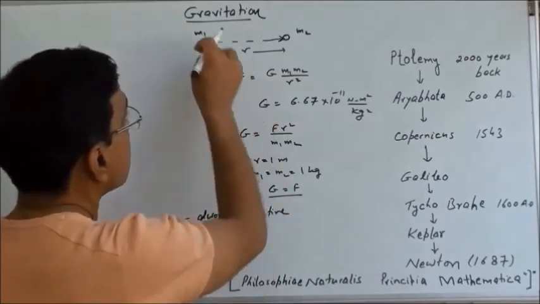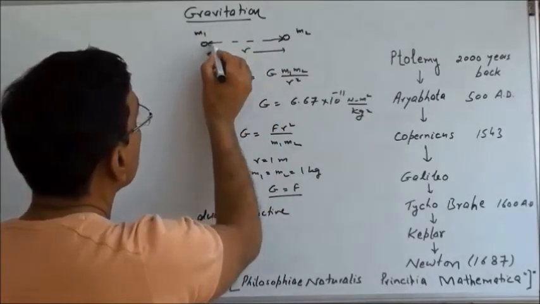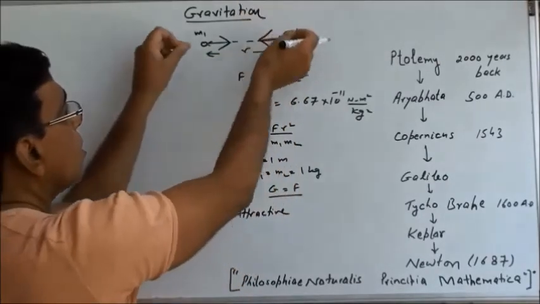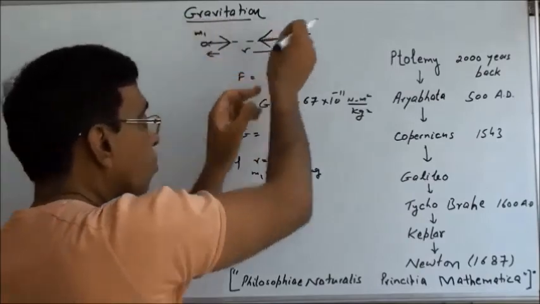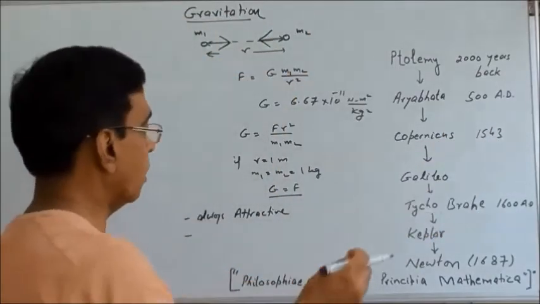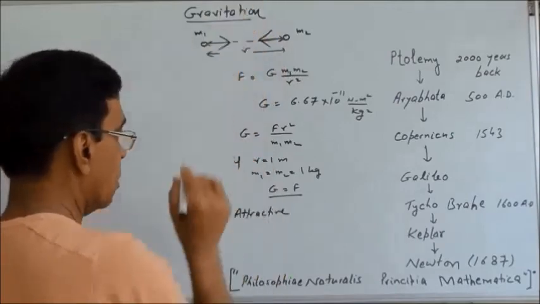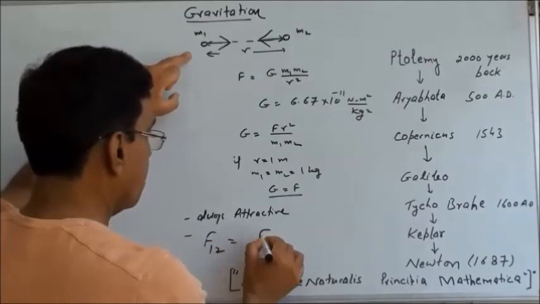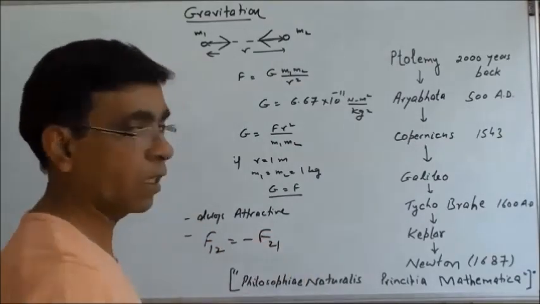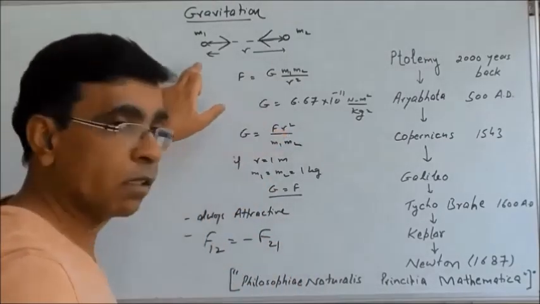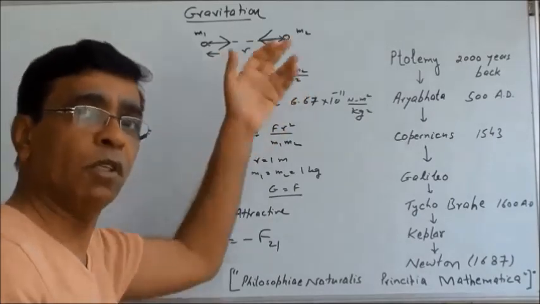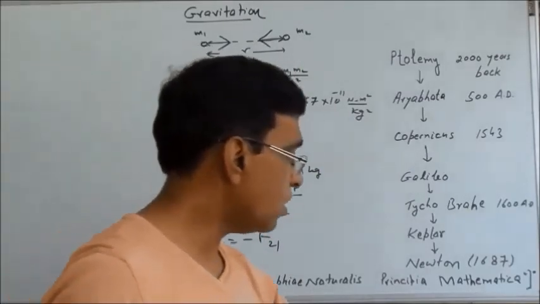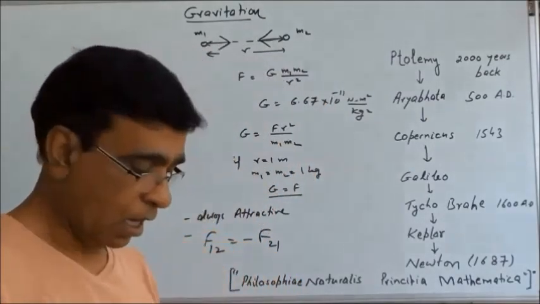And it acts along this line, so on this mass the force is in this direction, and on this mass the force is in this direction. This mass pulls it and this mass pulls it along the line joining them, and it always obeys Newton's third law. So the force on first due to second is always equal to the force on 2 due to 1 with a minus sign. Both experience the same force. So this is Newton's law of gravitation.